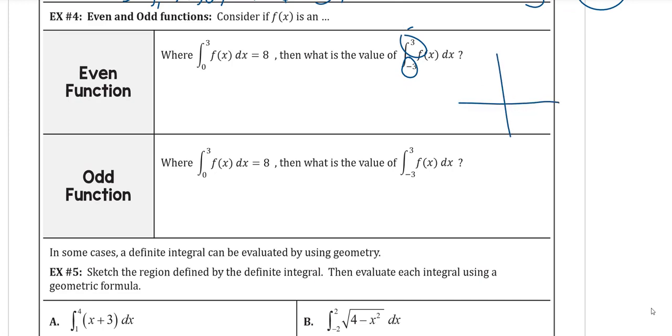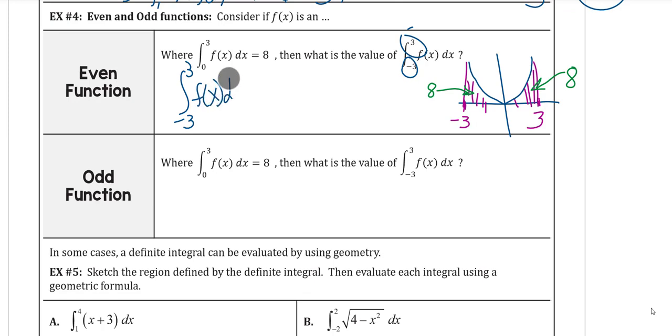Even though we don't know what this f of x looks like, let me draw a parabola here. And then if I make this negative 3 and here's my positive 3, and I know this area here is 8 units, then since it's even, it has to cover the same amount of area over here. So this side is also 8 units. So if I take the integral now from negative 3 to 3, I'm just doubling the integral from 0 to 3. So I'm going to get 16. So that's how an even function works.